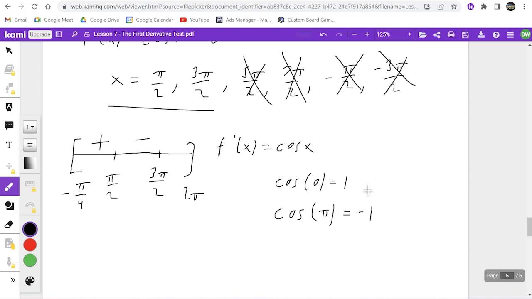7 pi over 4? Correct. Yeah, there's not a lot of friendly choices here, but 7 pi over 4 works. You could also choose 11 pi over 6, and you could choose 5 pi over 3. And of course, we know this, or at least I do. It's positive root 2 over 2.